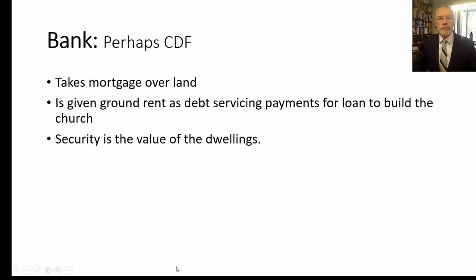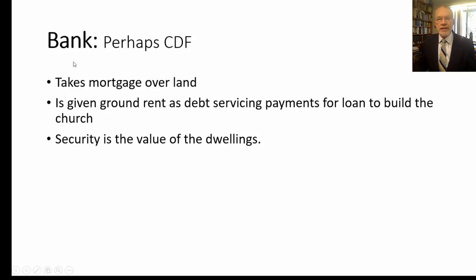When we move and look to the bank, the bank is really taking a fairly conventional position. The bank would be able to take a mortgage over the land. Now, the land now is really the land under the church and the land under the buildings. Because the land has never been alienated, the investors don't have a property interest in the land. They have a 30-year lease over it. And so the parish could mortgage the land under the dwellings to the bank.